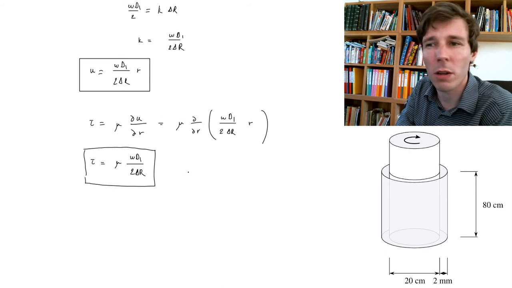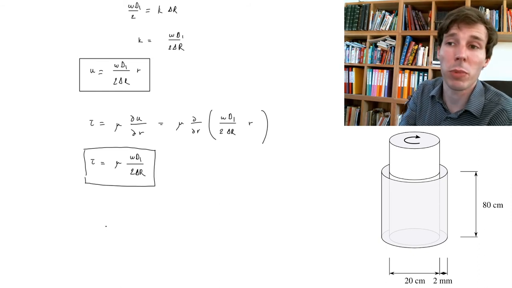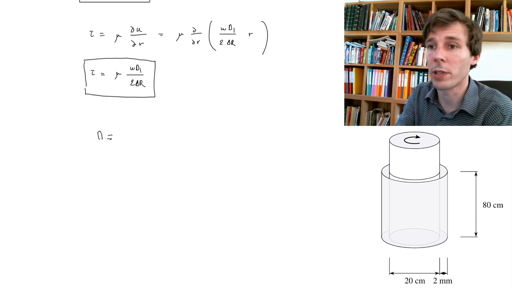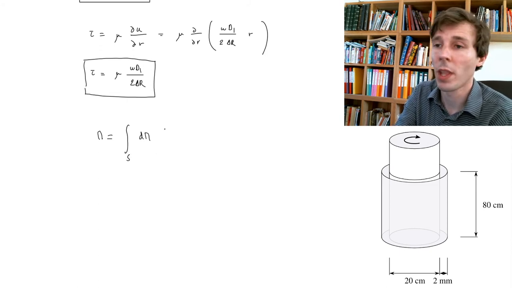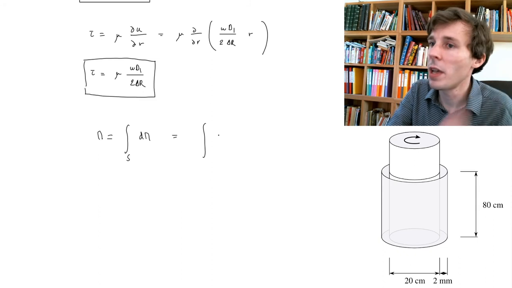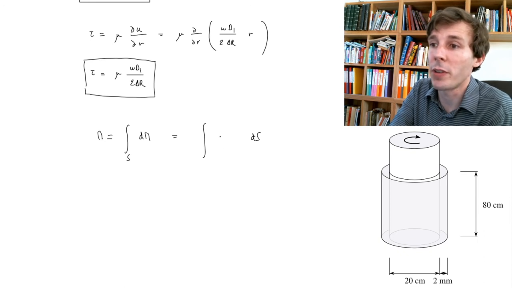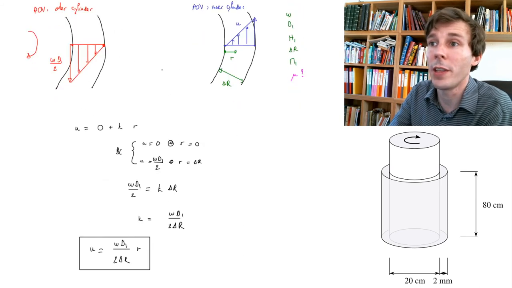We have done the fluid mechanics part of the problem, where we look at velocity and shear. And now we have left simply an engineering, a mechanical engineering problem. The moment exerted around the inner cylinder is the sum of all the tiny moments over the whole area. And every one of those tiny moments is made of the radius multiplied by the force. And the force is tau ds here.